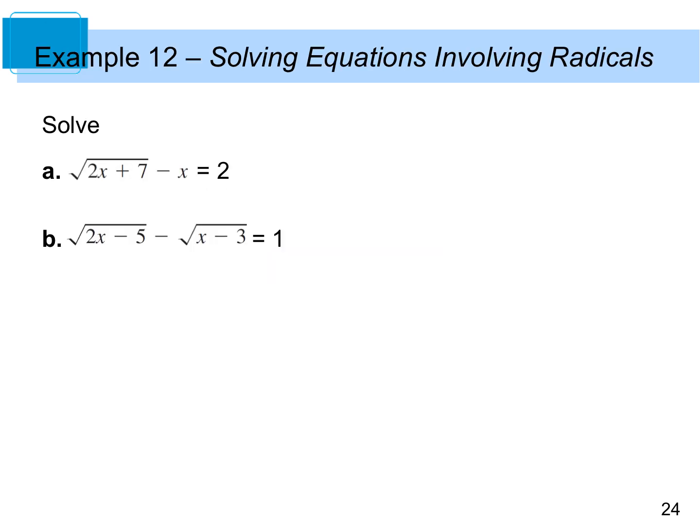Let's take a look at A. When solving equations that have radicals, step 1 is we always want to isolate the radical if we can. So what should we do first for A? Add x. We got to add x, move it to the other side to get our square root all by itself. So the square root of 2x plus 7 is equal to x plus 2.